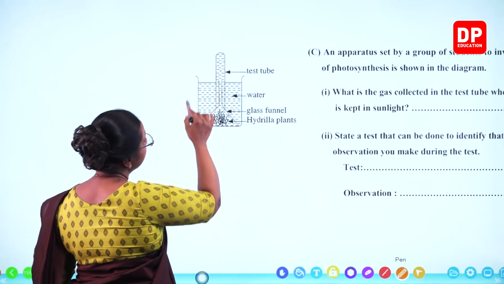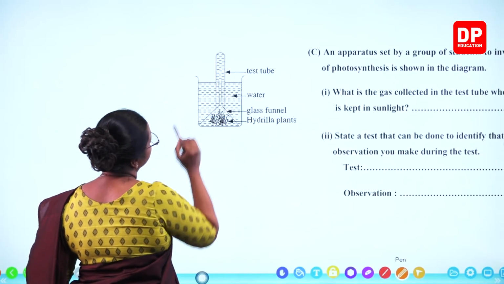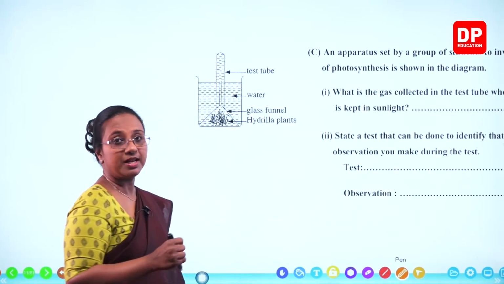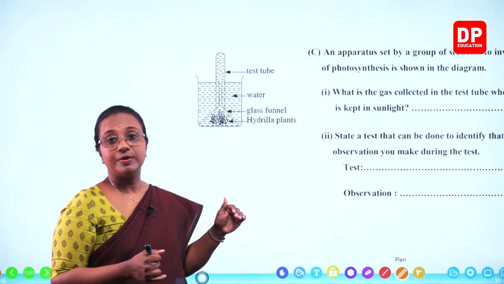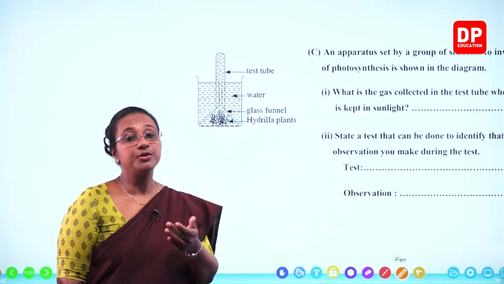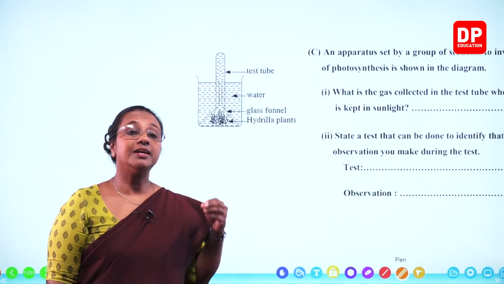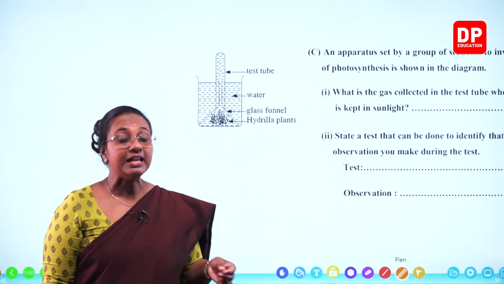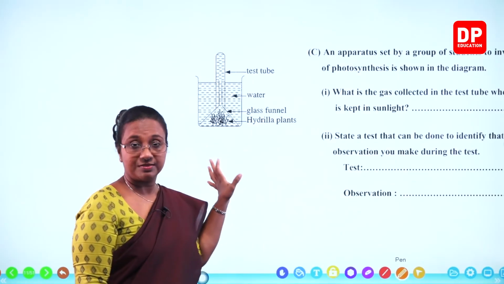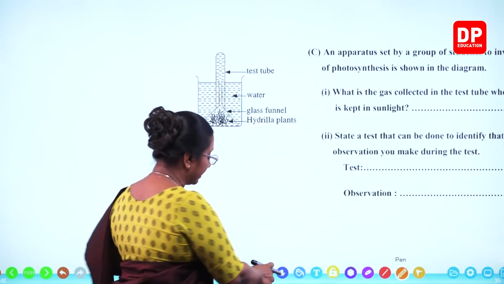So, you all know if we keep this in the sunlight, then what will happen? You can see the liberation of gas bubbles from the Hydrilla plant. So, then what happens when the gas bubbles liberate? The water is displaced downwards and the gas collects over it. And to confirm that it is oxygen gas, you all know what we do. We insert a glowing splinter. And the glowing splinter, if there is oxygen, will rekindle, relight and burn with a bright flame. So that is how we observe. That is the activity here. So I am sure you all can remember that. Now we'll look at the questions.